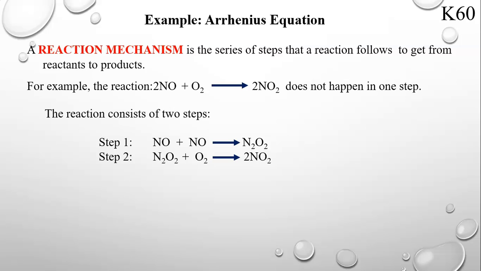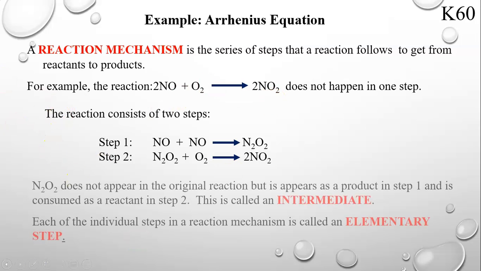First, you have to break apart the NOs, and then they recombine as N2O2. And then you take the N2O2 and the oxygen that you had at the beginning. You smash those together. You break them apart, and they end up as 2NO2, which is the final product in the original reaction up there above.